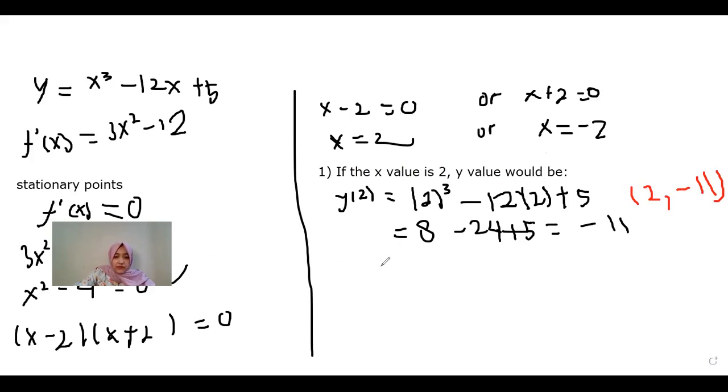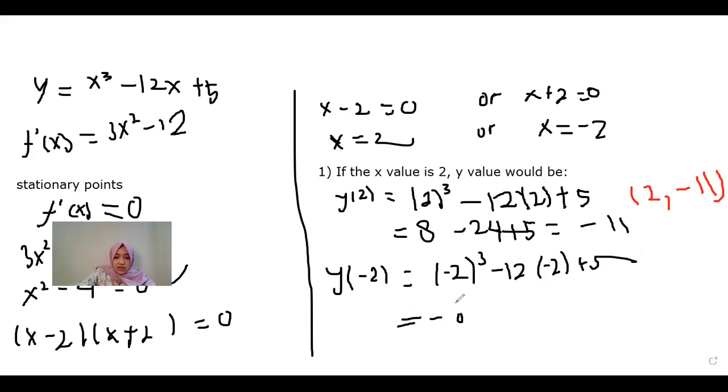Okay, then if we have the x value of minus 2, we substitute it into the function as we did before: minus 2 power 3, then minus 12 multiplied with minus 2, plus 5. So we will get minus 8 plus, because minus multiplied with minus is positive, 24, plus 5. So the value will be 21. So we have x is minus 2, and the y value will be 21.